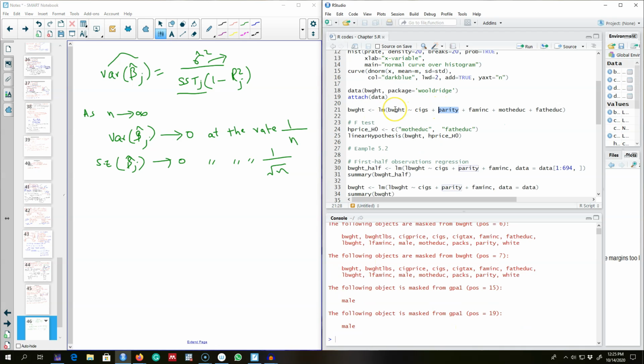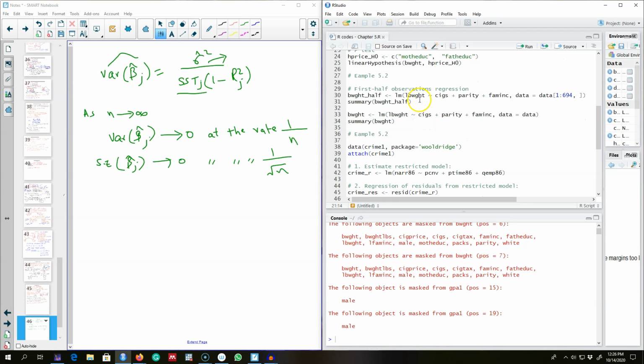Okay, so birth weight is our dependent variable, which shows birth weight in pounds. Then the second variable, cigarettes, shows the average number of cigarettes the mother smoked per day during the pregnancy. Parity shows the birth order of the child. Family income shows the annual family income. And finally, mother education and father education show years of schooling for the mother and the father. We are interested in exploring the relationship between birth weight and all these characteristics.